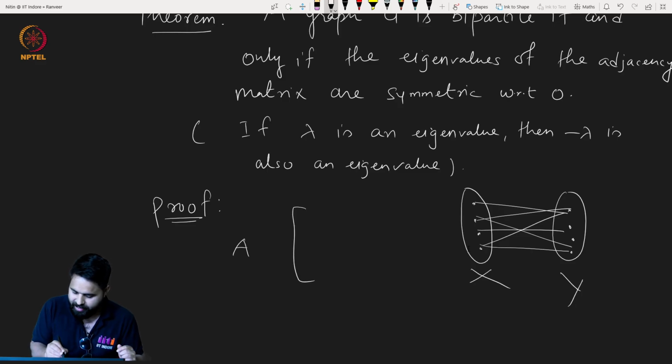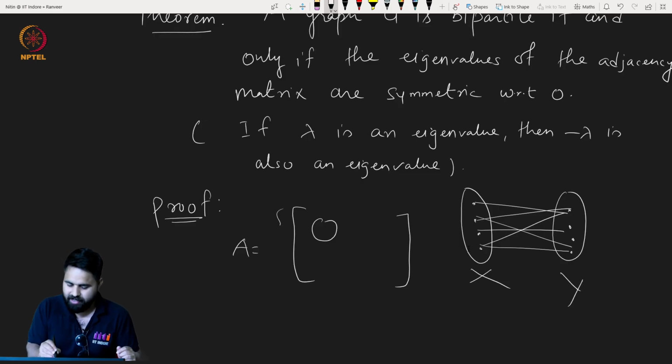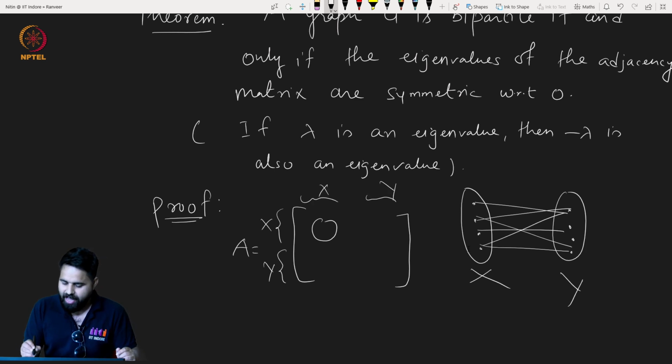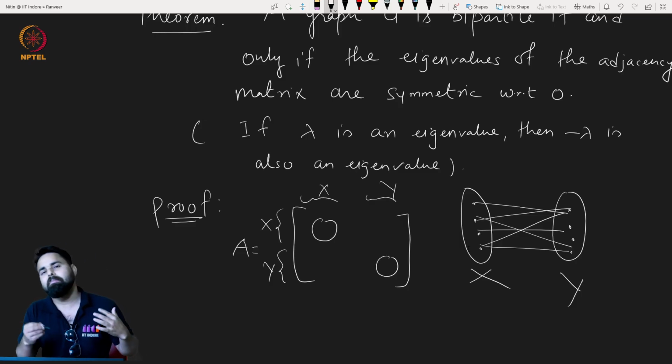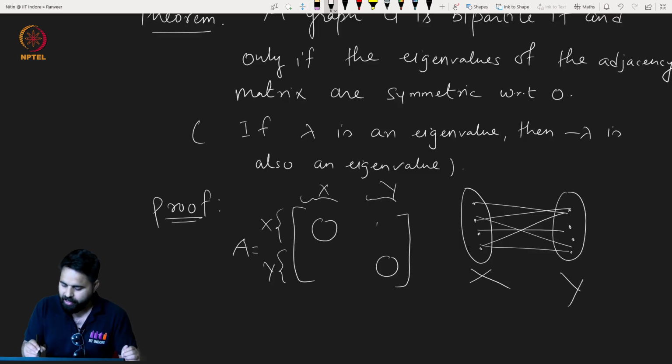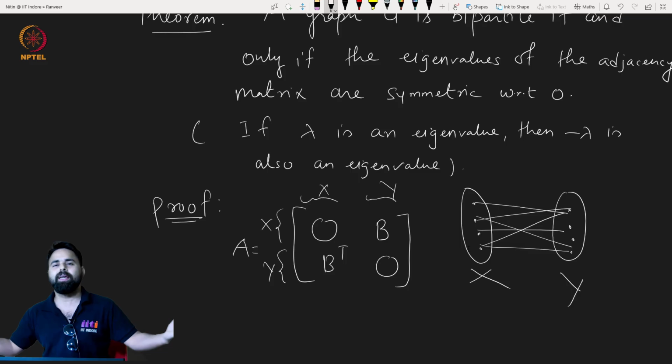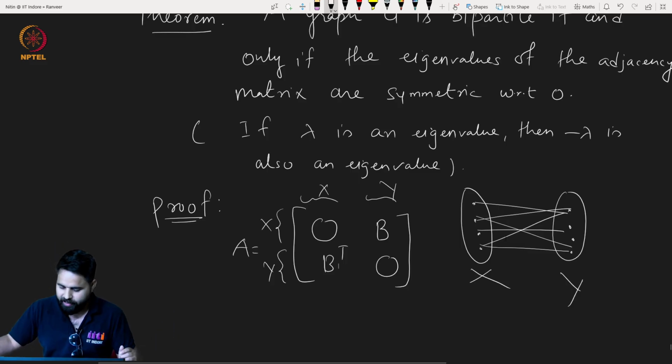So A here looks like, everywhere there is 0. This is corresponding to, suppose, X, this is corresponding to Y, and similarly here X and Y. And similarly here everything will be 0 because there are no edges inside X or inside Y, and the matrix is symmetric. Okay, so very good. So the matrix will look like this.